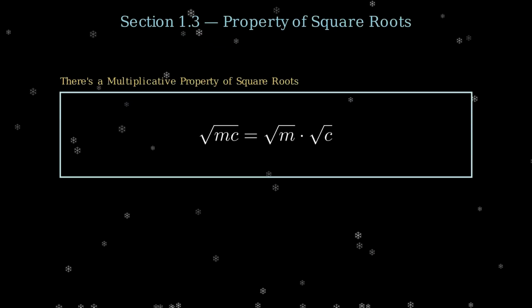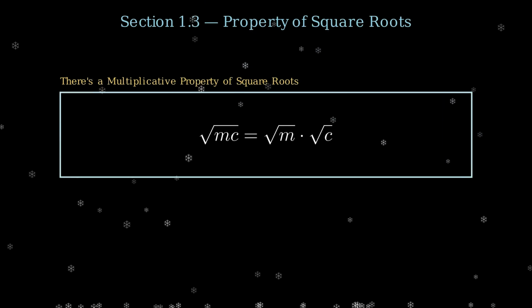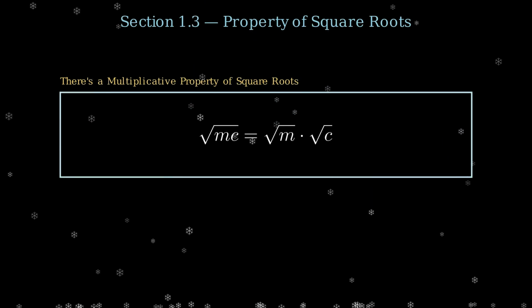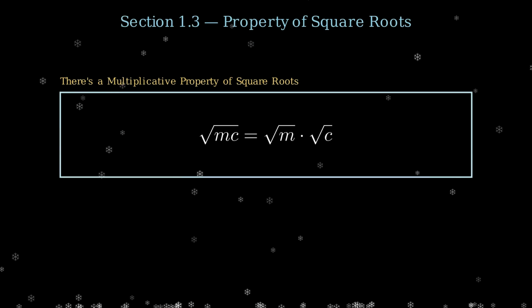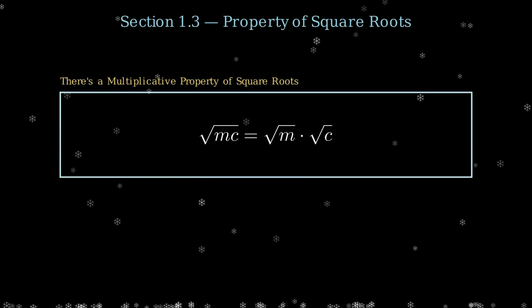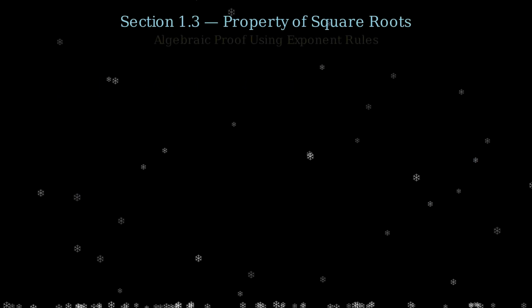Let's explore the multiplicative property of square roots. The property states that the square root of mc is exactly equal to the square root of m multiplied by the square root of c. This rule allows us to simplify complex radical expressions by factoring the radicand first.